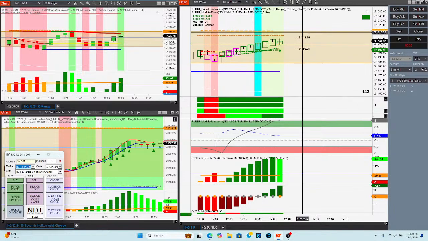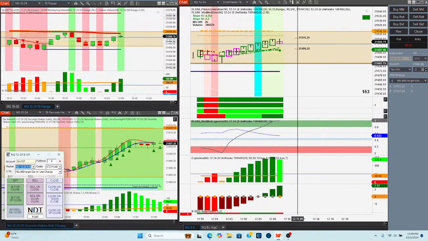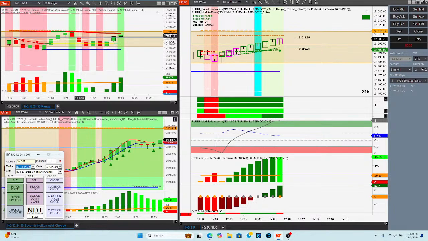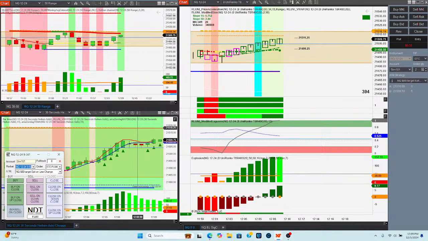Like, for example, this block I drew. Someone brought it to the room. They said, Craig, if you don't want to trade a flat 50, then draw a block around it. And that keeps you honest.